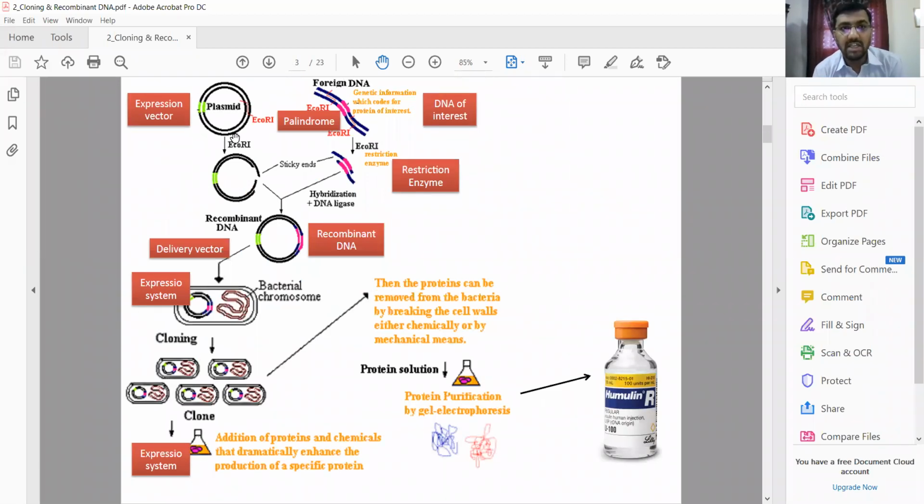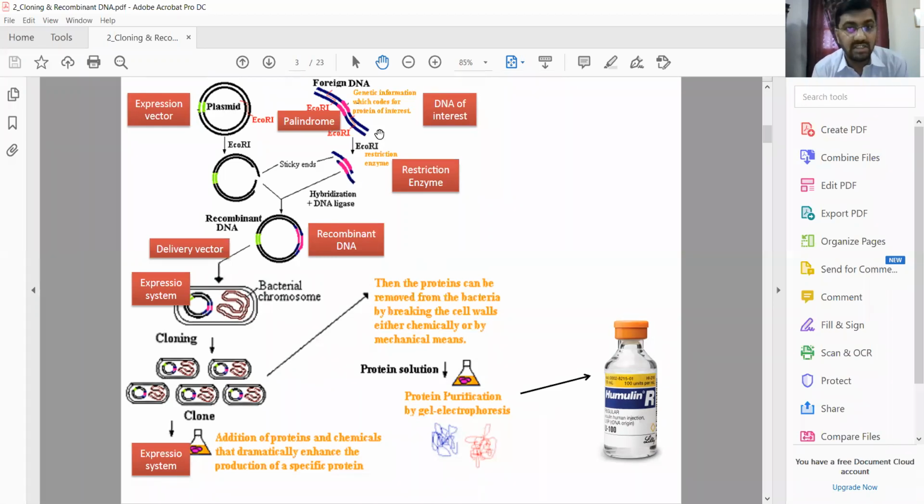We have an expression vector, which is basically a plasmid, and it contains an EcoR1 restriction site here. What we do is restrict this plasmid with this EcoR1 enzyme, and on the other hand, we have a foreign DNA, or the gene of interest, which we are interested to replicate as well as express. This could be a growth hormone, this could be insulin, as in this case.